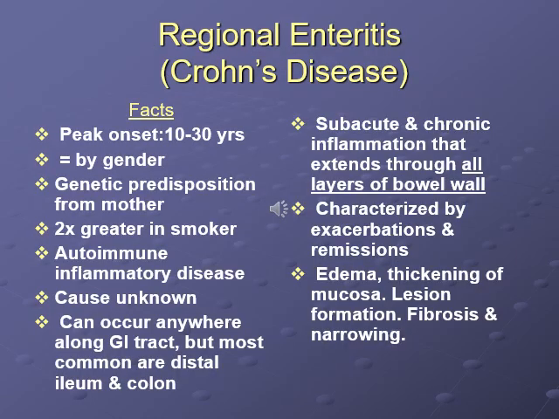So Crohn's disease, also known as regional enteritis, usually is diagnosed early on in life, so you can see peak onset between 10 to 30 years. It is equal by gender. There does seem to be a genetic predisposition by the mother, also greater in smokers. Otherwise, it can occur anywhere along the GI tract, but the most common is the distal ileum and the colon, especially the ascending colon.